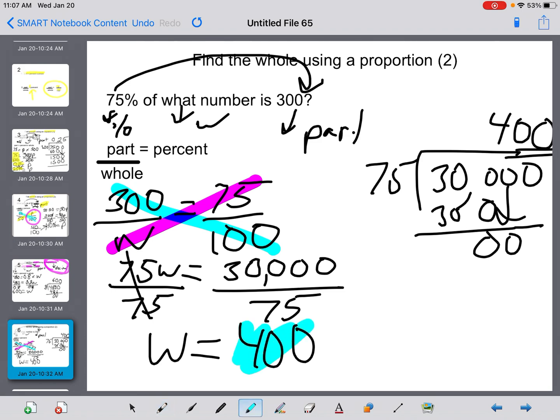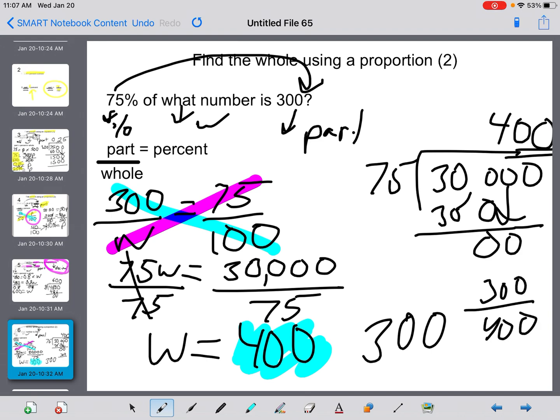So I'm basically saying, grade 7, if I had $400 and I'm going to give you 75% of it, does it make sense that I'm going to give you 300? Yes, because that is actually 3/4. So again, grade 7, I'm just saying always go back to the question and go, okay, does that actually kind of make sense?